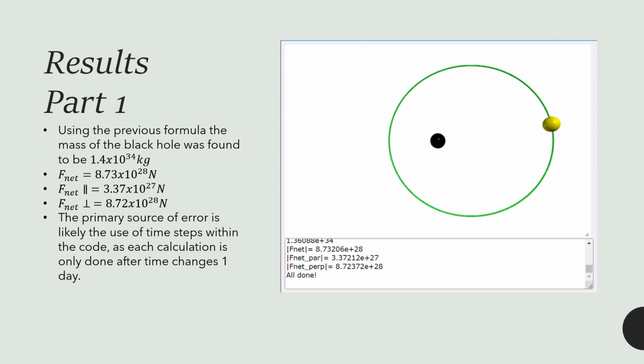So you can see that Fnet and Fnet perpendicular are very similar to each other, and Fnet parallel and Fnet perpendicular should add up to be Fnet, but there obviously is a small source of error as that does not perfectly line up. So the primary source of error is likely due to the use of time steps within the code, where we are only calculating after 1 day has passed every time, which can lead to some discrepancies.